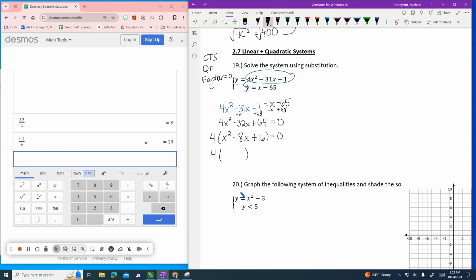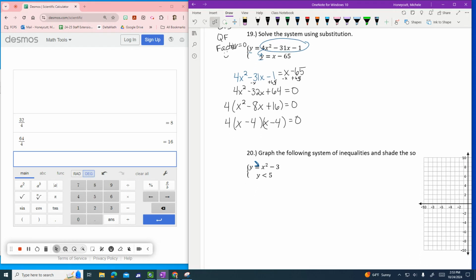Factor it a little bit further. I can do x times x to be x squared, minus 4, minus 4. And now if I go to set the factors equal to 0, remember 4 is never going to be equal to 0, so I don't have to worry about that. But here, x minus 4 equals 0, so I get x equals 4. And then here I would get the same thing. So there's really just one solution.